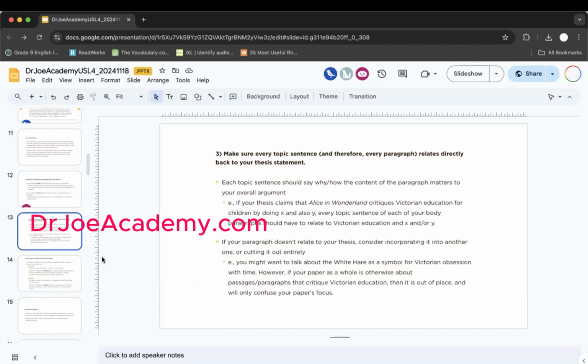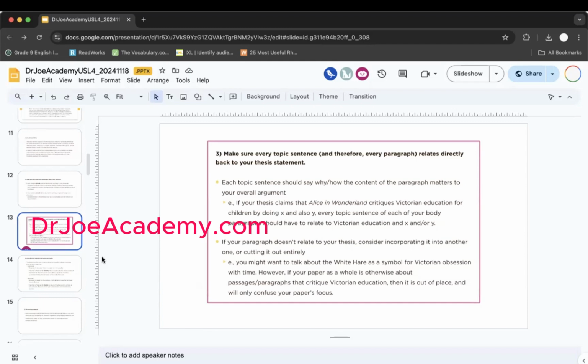If your paragraph doesn't relate to your thesis, consider incorporating it into another one or cutting it out entirely. You might want to talk about the white hair as a symbol for Victorian obsession with time. However, if your paper as a whole is otherwise about passages/paragraphs that critique Victorian education, then it is out of place and will only confuse your paper's focus.